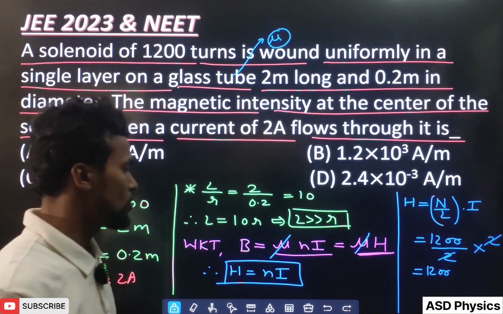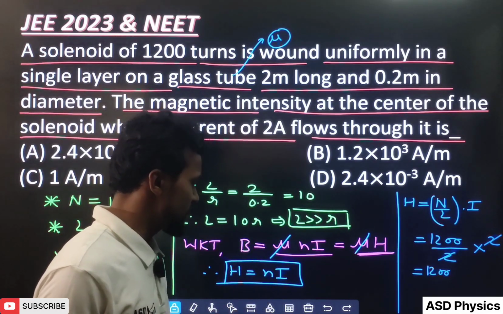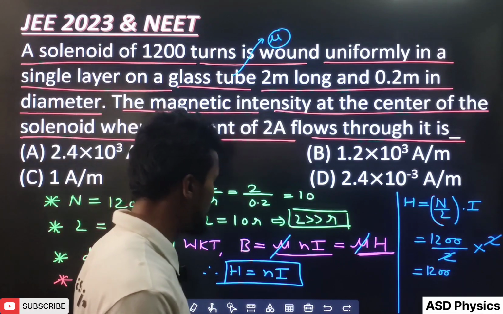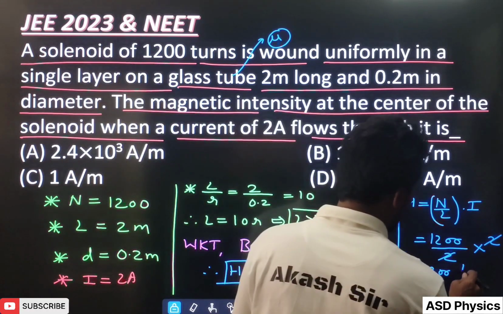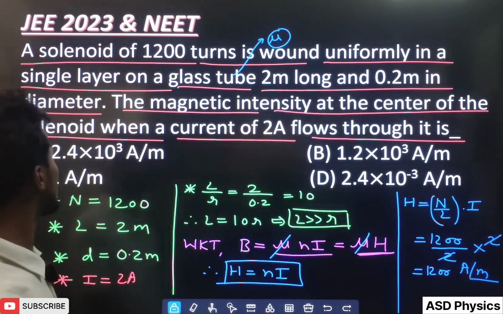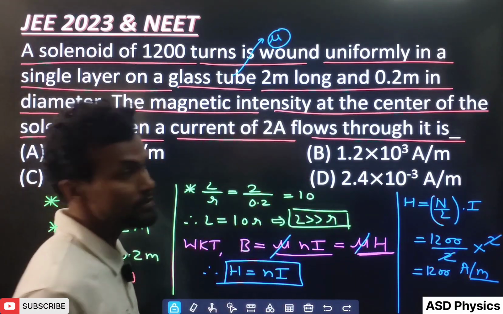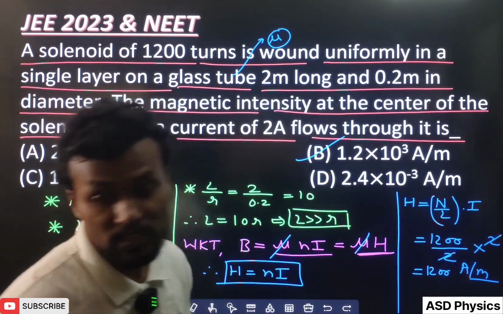It will come 1200, and I is in ampere, N is the number of turns per unit length. That means here the unit is going to be ampere per meter. So which option is matching here? 1200. You can see very well, from the scientific point of view the correct option is option B.